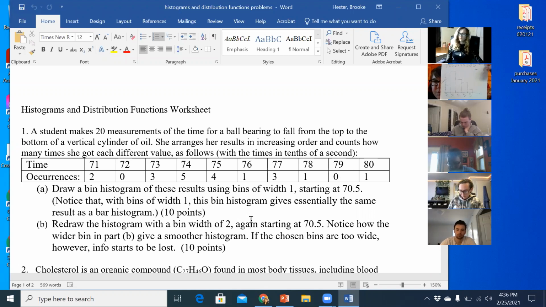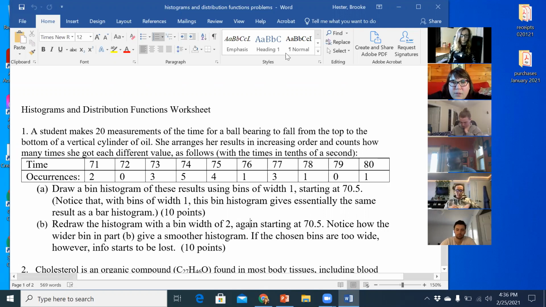So how you choose your bins definitely is going to affect how your histogram looks and whether you can fit that histogram or not, which is our next topic. Okay, thank you, everybody, for doing that.